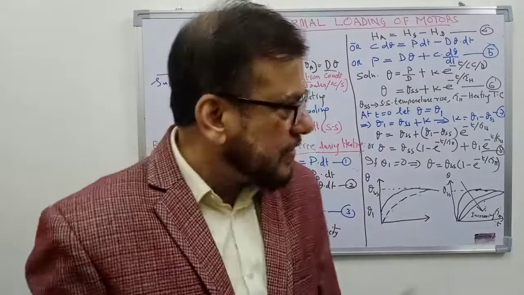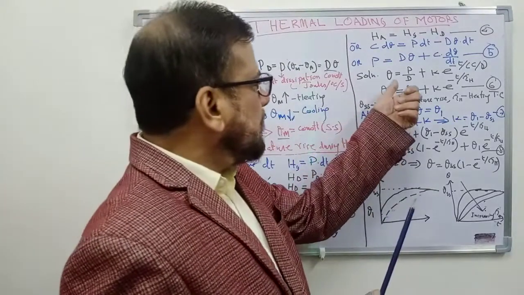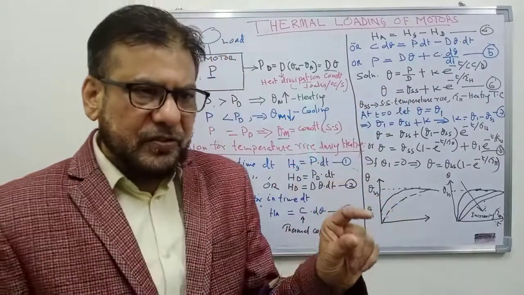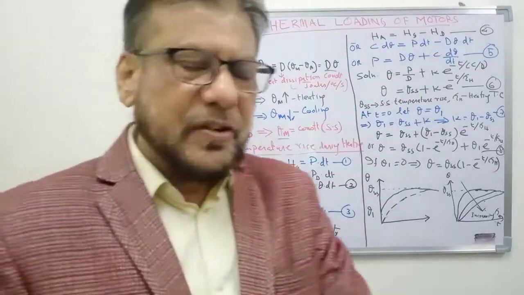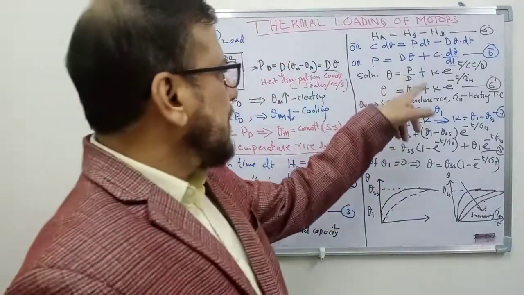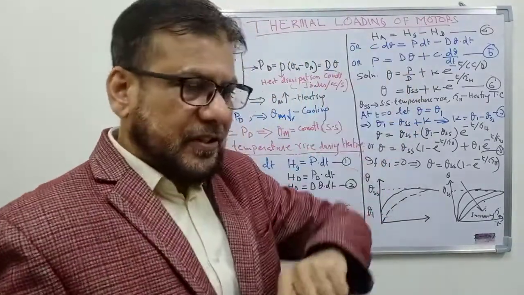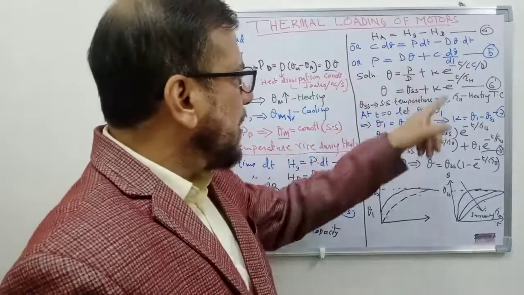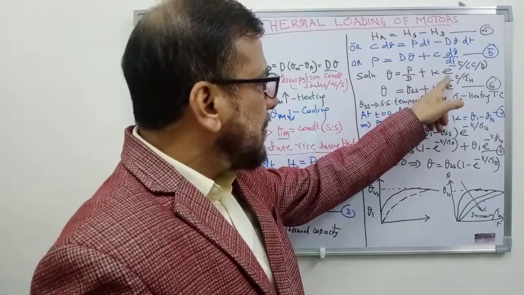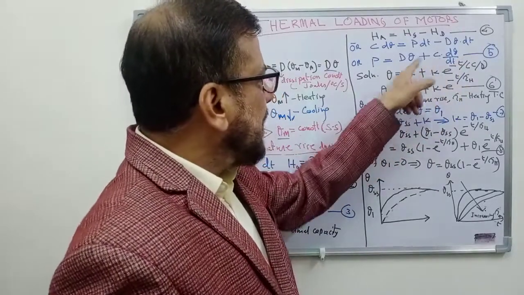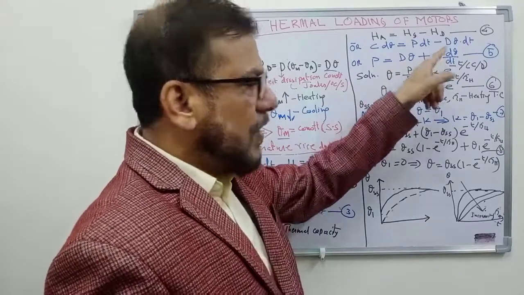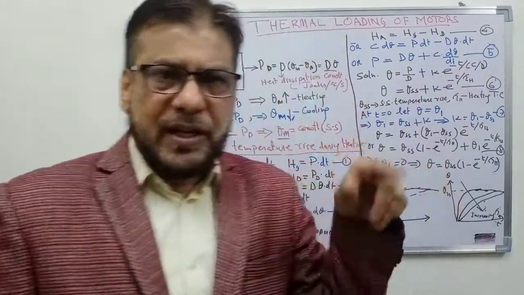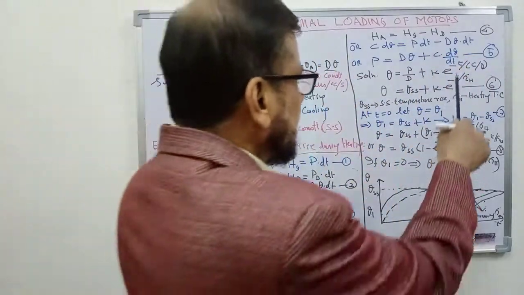Now let us try to solve it. In such situations, the solution will have two components. One is the steady state term, other is transient term. The steady state term is P upon D. In case of electrical circuit, it was V upon R. So it is P upon D plus some constant into e to the power minus t upon C by D. C by D, earlier it was L by R, that we called electrical time constant. So here it is C upon D.